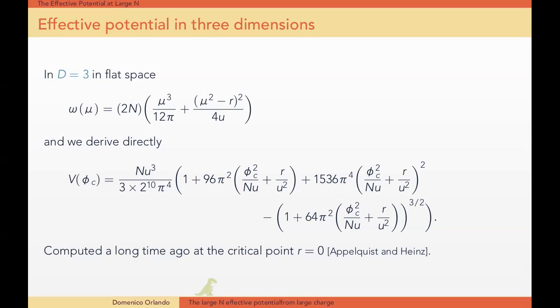In the critical case, when r is equal to 0, this function had been computed a number of years ago, resumming infinite Feynman diagrams. The cool thing of this story is that I get this function directly. This is the resummation of infinite Feynman diagrams without having had to compute a single diagram. I just get the thing directly, bam. Second, I don't need to be at criticality. r is whatever.